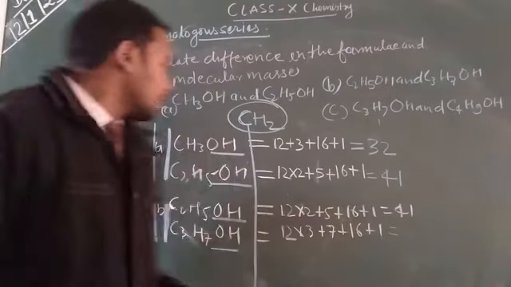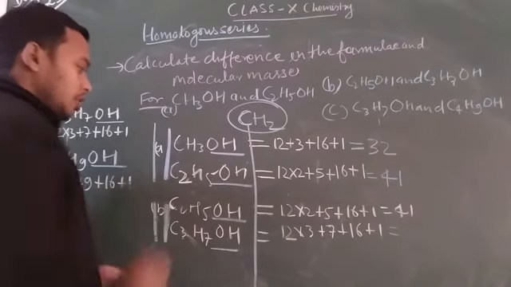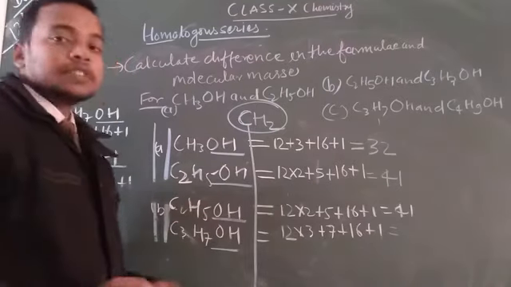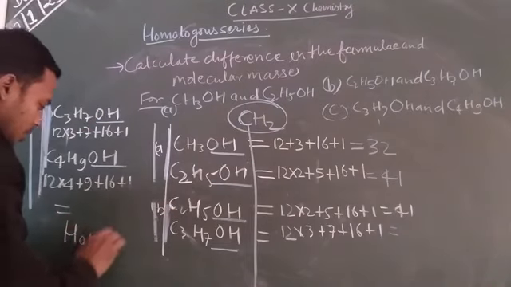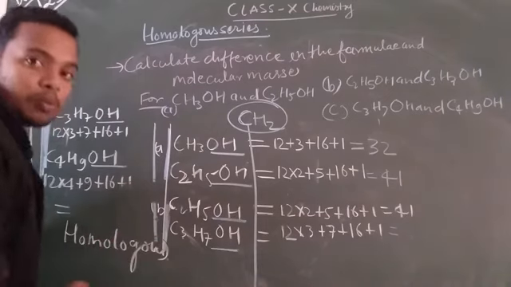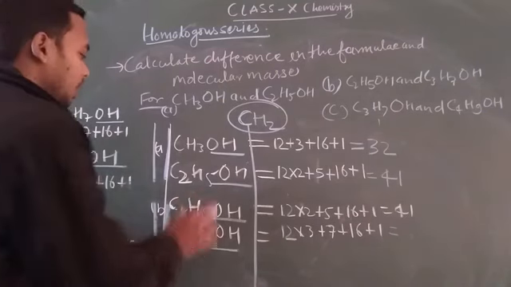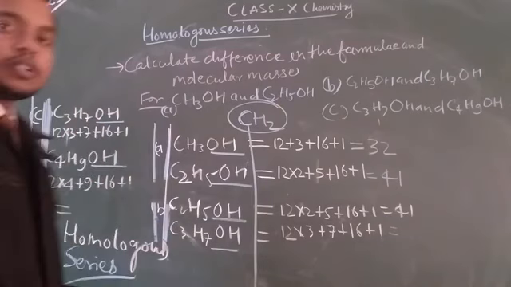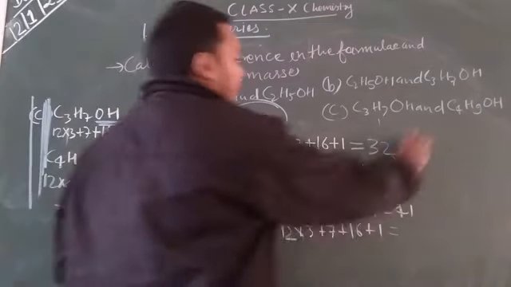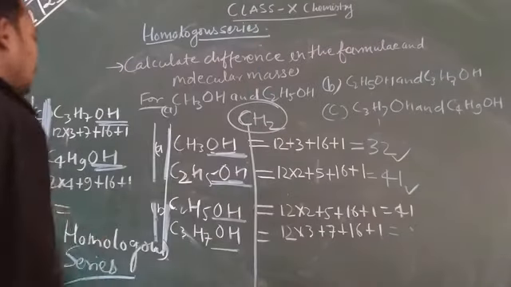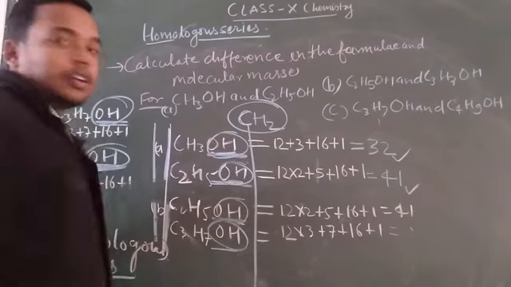Now in these alcohol groups, in increasing order, we can conclude that these are a homologous series, because they are in increasing order, but the functional groups are the same. The mass varies each time, but the groups are the same.